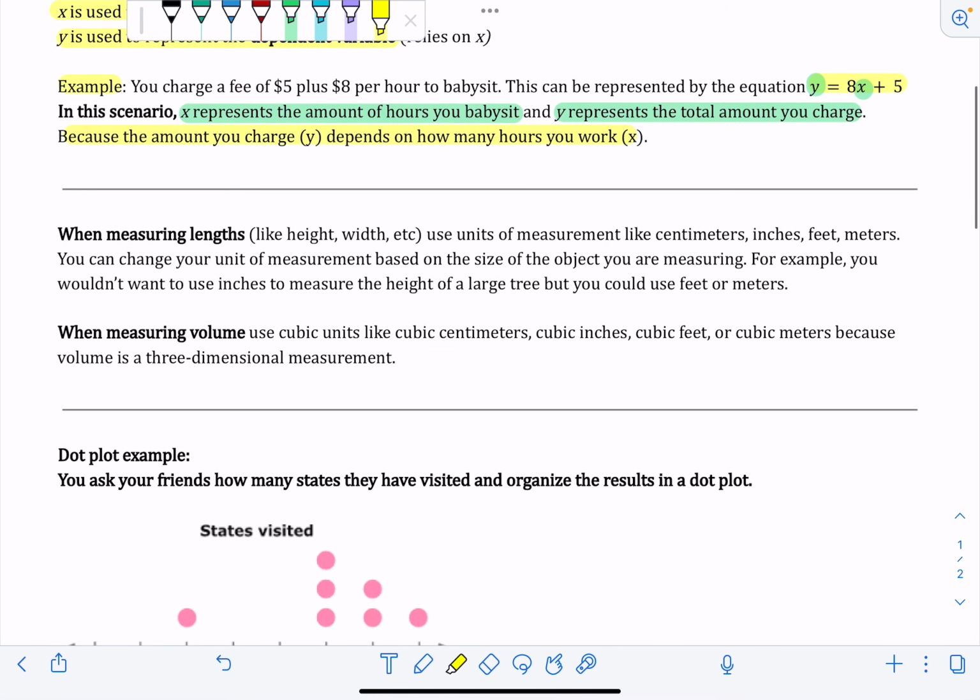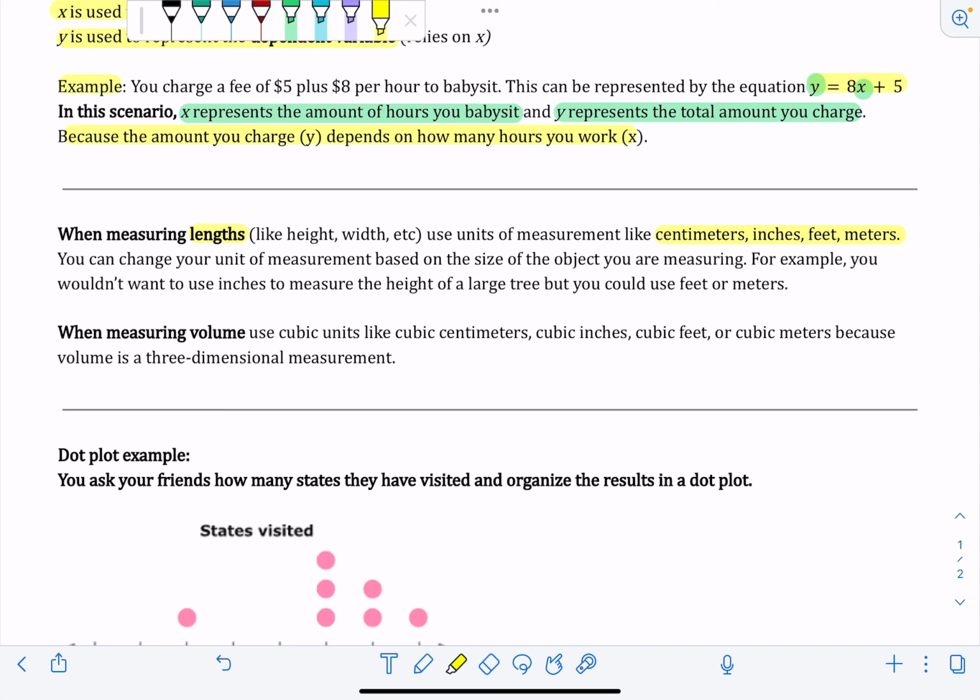Okay, the next section. When you're measuring lengths, we use units of measurement like centimeters, inches, feet, meters. There are other ones, like miles or kilometers, depending on how long something is or the context of the situation. And depending on what size of object you're measuring, that also helps you determine what type of unit you would need to use.